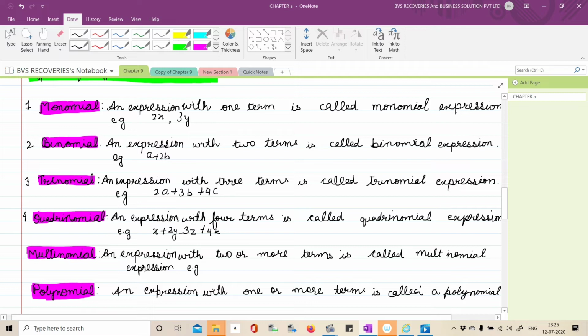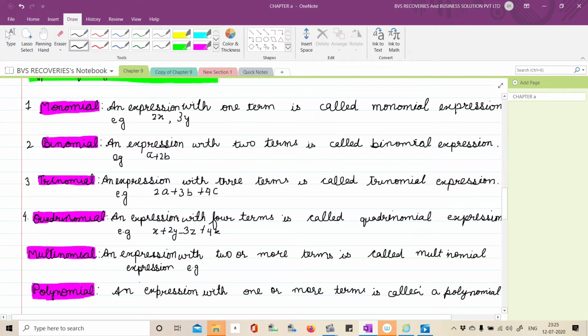So what is a multinomial expression? Any expression with two or more terms is called a multinomial expression. So we can say here binomial, trinomial, quadrinomial, all are multinomials.